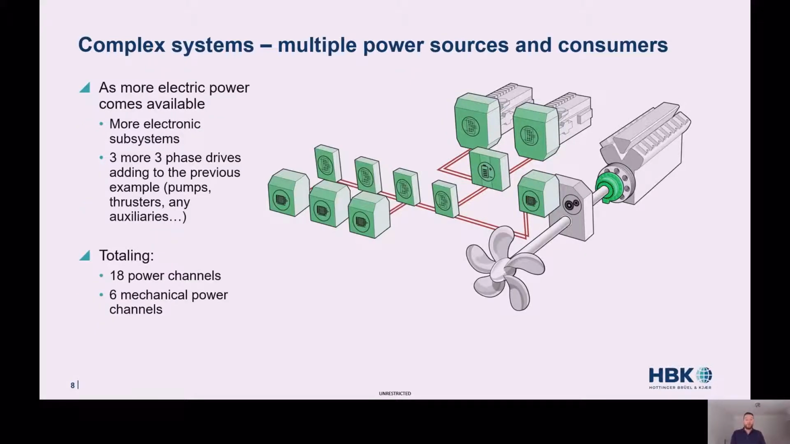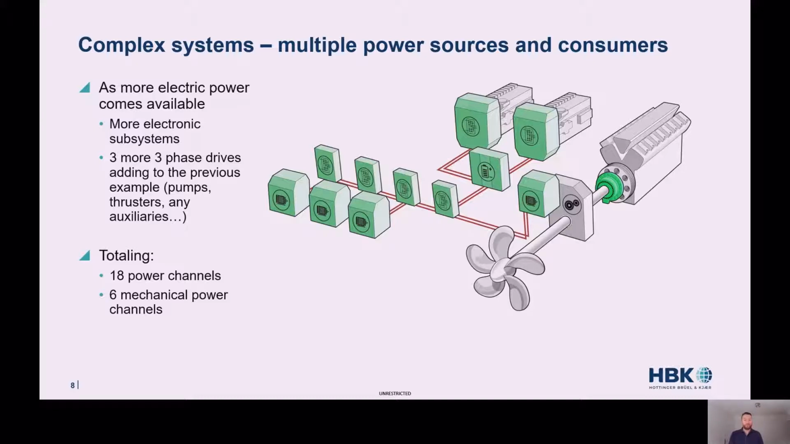With the introduction of more electrical power, subsystems are also electrified. What we see in this example are multiple electrical uses, which can be propulsion, for example pod thrusters, pumps, or auxiliaries using the same DC source. This is starting to form an onboard grid, DC grid, or microgrid, depending on the terminology you want to use.